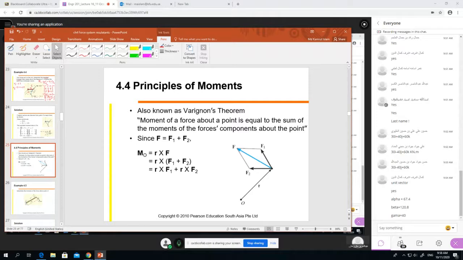Principle of the moment. It is next slide. What is written there? Moment is known as Varignon's theorem, right? What is it telling? Moment of a force about a point is equal to the sum of the moments of the force's components about the point. Like the force F here in this slide, F equals the summation of these two forces. This we know from before. Just learn it. We did it.